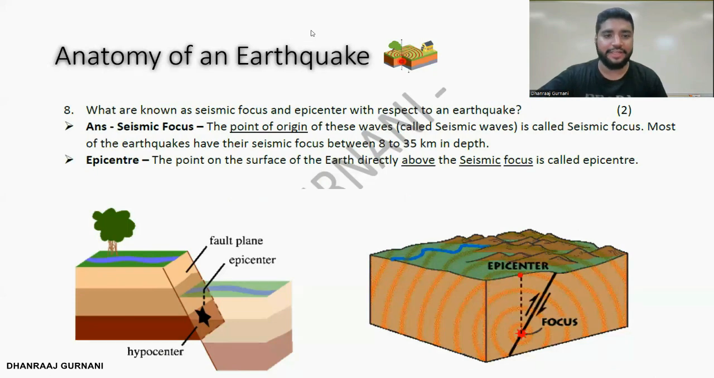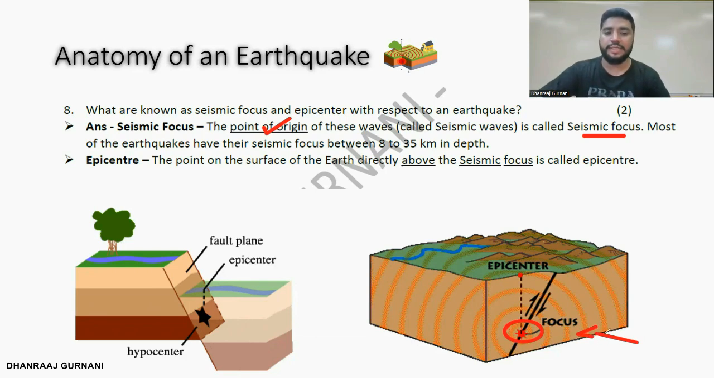Going to question number 8 under anatomy. Here we learn about two important concepts, seismic focus and epicenter. Let's see what is the seismic focus. The point of origin of these seismic waves is called the seismic focus. Basically, in simple words, the point of origin of the earthquake is the seismic focus.